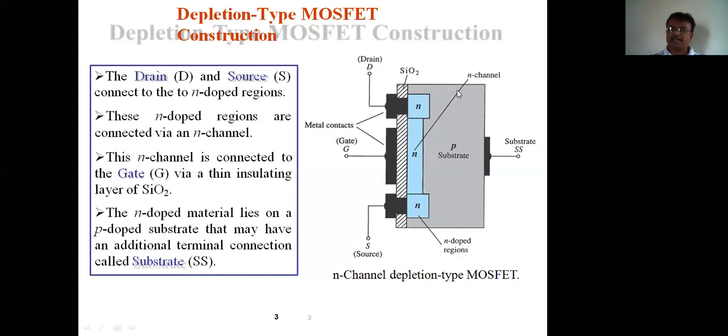Here is the N channel. So remember, for N channel depletion type MOSFET construction, always first write the P substrate, a rectangular P substrate, on which write an N channel. Only from here to here is N channel. As usual, it has three terminals: drain, source, and gate. Gate, already we have studied what is the function.